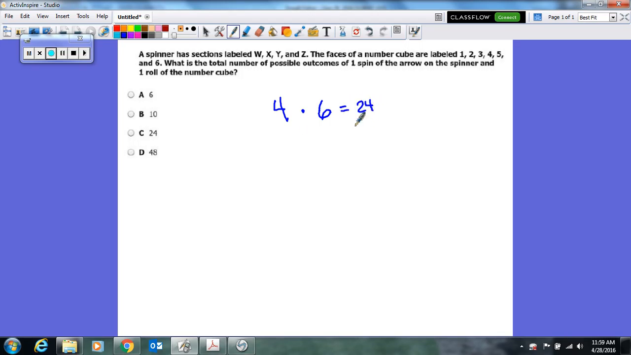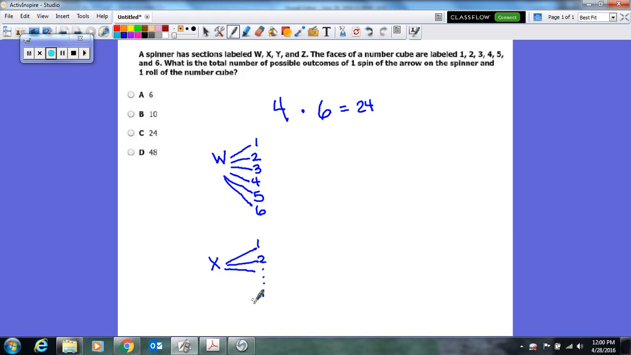We could create a tree out of this. We could say, well, we could spin a W, and then we could also roll a 1. We could spin a W and roll a 2. We could spin a W and roll a 3. We could spin a W and roll a 4, or roll a 5, or roll a 6. Or instead of W, we could spin an X and roll a 1, or spin an X and roll a 2, and so on.